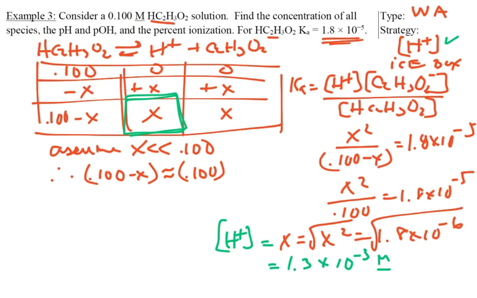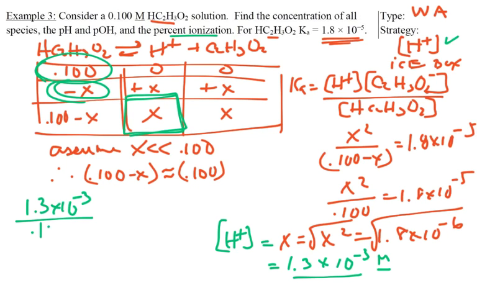And let's go ahead and do our percent ionization while we're here. That is X, how much dissociated, over the 0.1. And we know the value of X is 1.3 times 10 to the minus 3. So my percent is going to be 1.3 times 10 to the minus 3 molar over the starting value 0.100 molar times 100. Well, 10 to the minus 3 over 10 to the minus 1 is 10 to the minus 2, times 10 to the 2, that all comes out to be 1. So my answer is 1.3%.